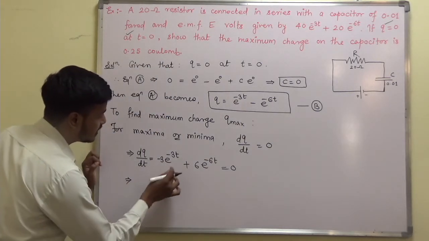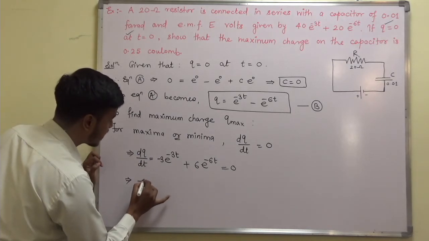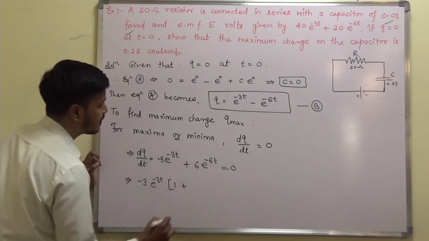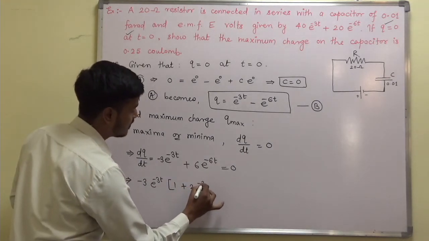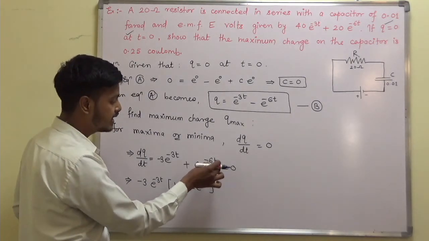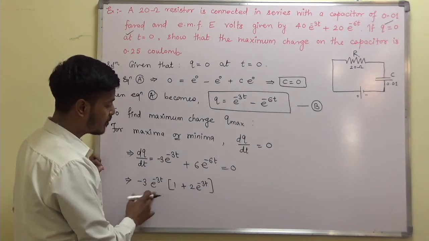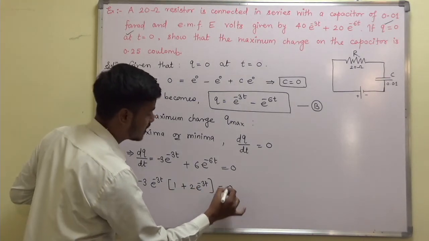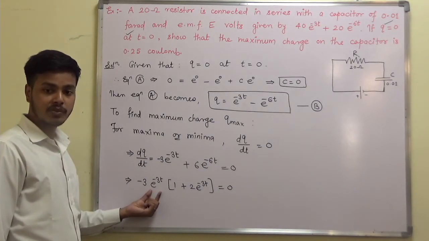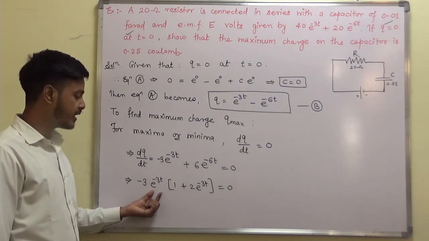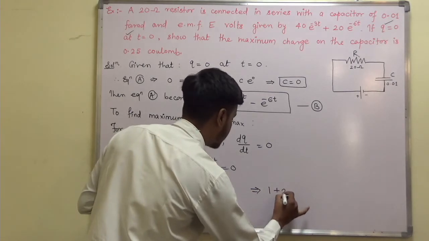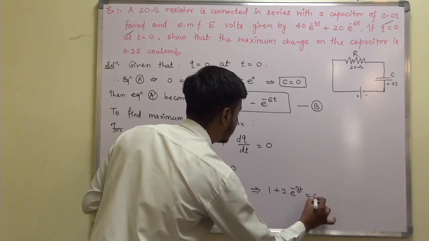So this can be done by taking e to the power minus 3t outside, remaining with 1 plus 2 e to the power minus 3t, because this can be written as e to the power 3t into e to the power minus 3t. We have taken e to the power minus 3t common, so 1 plus 2 e to the power minus 3t equal to 0. Minus 3 is not equal to 0, and e to the power minus 3t is not equal to 0, being an exponential function. So this must be 0. This implies 1 plus 2 e to the power minus 3t equal to 0.